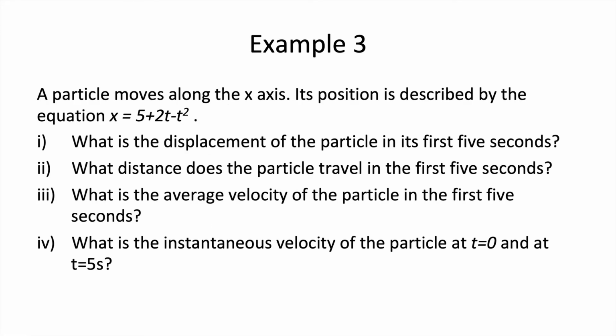Okay, so let's have a look at an example. So in this example, we've got a particle moves along the x-axis. Its position is described by the equation x is equal to 5 plus 2t minus t squared. And we're going to work out the displacement of the particle in the first 5 seconds, the distance that it travels in the first 5 seconds, the average velocity, and then the instantaneous velocity of the particle at a couple of times. So let's just pull up a separate page to do the working for this on.